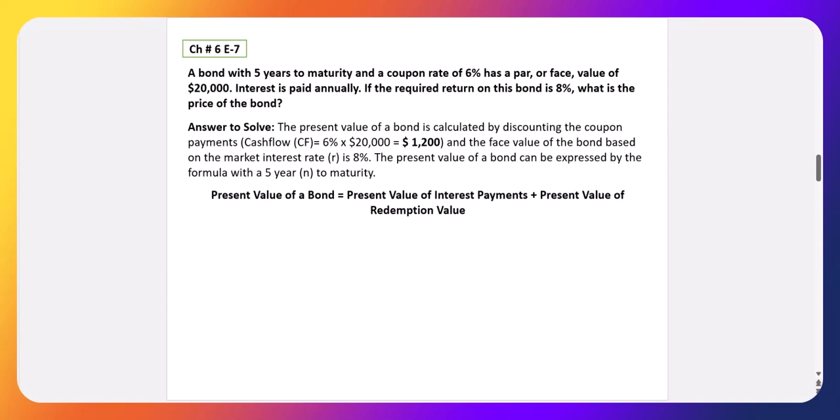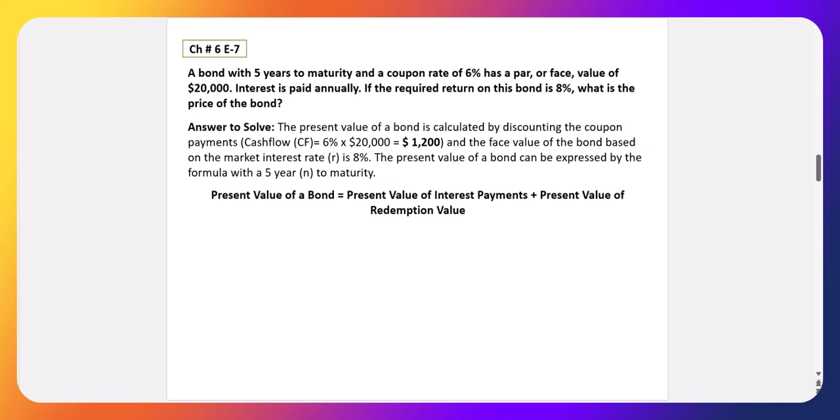Now, the present value of a bond is calculated by discounting the coupon payments, which is a cash flow. The cash flow equals 6% times the face value of $20,000, which equals $1,200 a year. So we take the coupon rate times the face value of the bond in order to derive the interest payment. The second component of the present value of a bond is taking the face value of the bond and utilizing the market interest rate or the required rate and discounting it back.